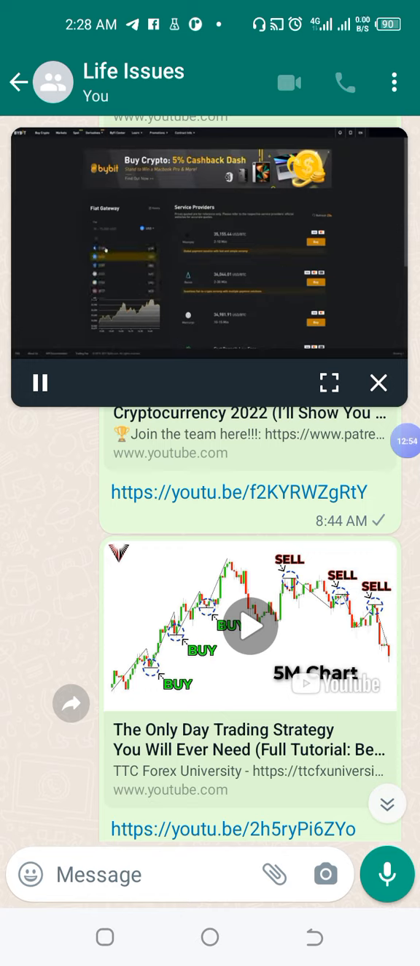And as you can see just here, there's a bunch of different fiat currencies. There's euros, US dollar, Great British pounds, Australian dollars, Canadian dollars, and so many more. And using this function, you can actually buy Bitcoin, Ethereum, or USDT so far over on Bybit.